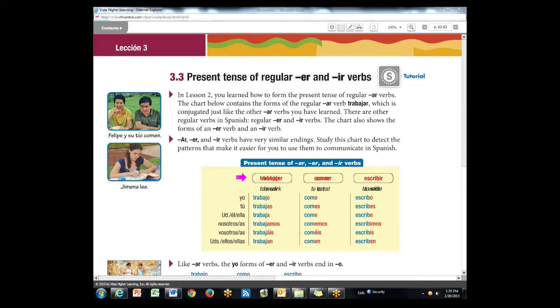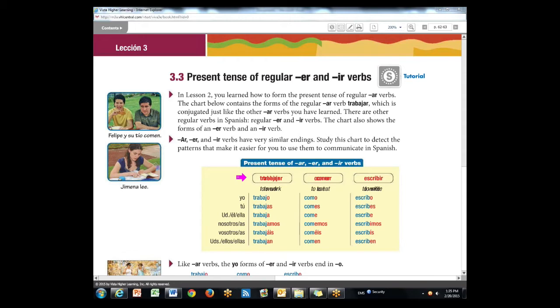You should have already learned your AR verb endings: o, as, a, amos. Ignore the vosotros form and just use an twice. We don't do this form at all. O, as, a, amos, an. The ER and the IR verbs are very similar, except they're o, es, e, emos, en. The only difference in the IR verbs from the ER verbs is o, es, e, imos, en.